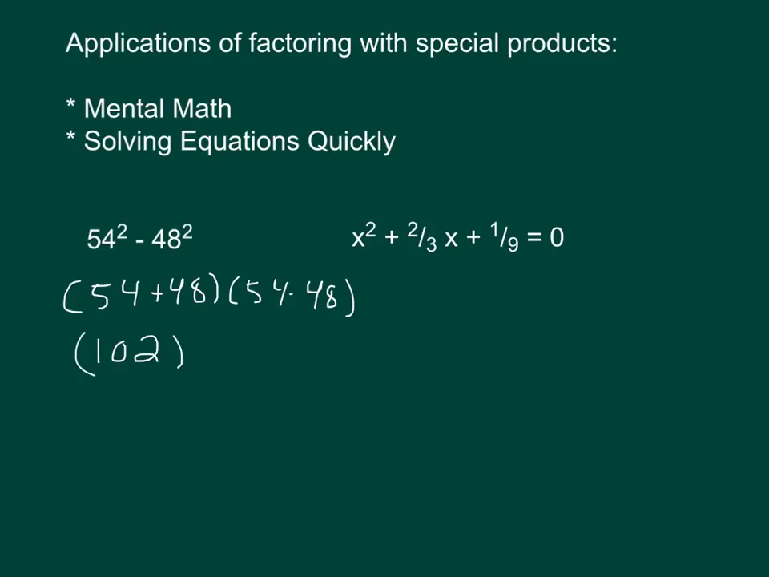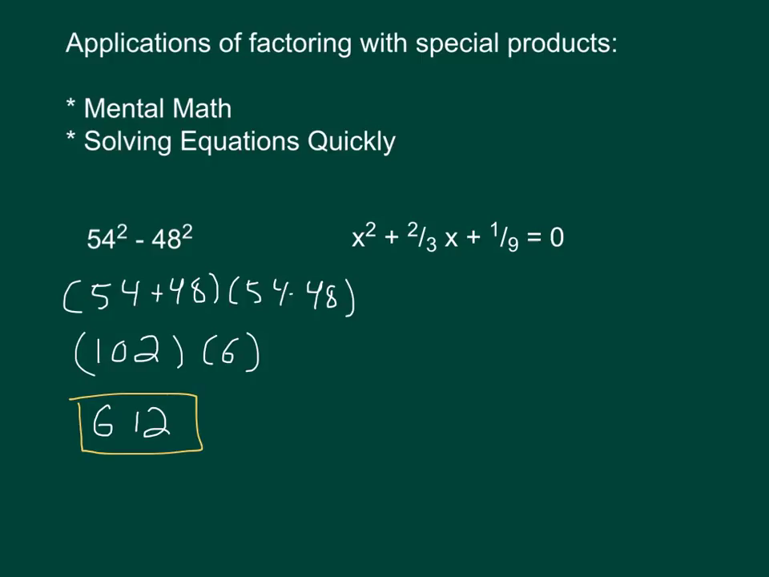And 54 minus 48 is 6. 102 times 6 is 612. Really no strain on the brain right there. Able to do that calculation. A calculator will confirm that that's the same value you get if you input 54 squared minus 48 squared.